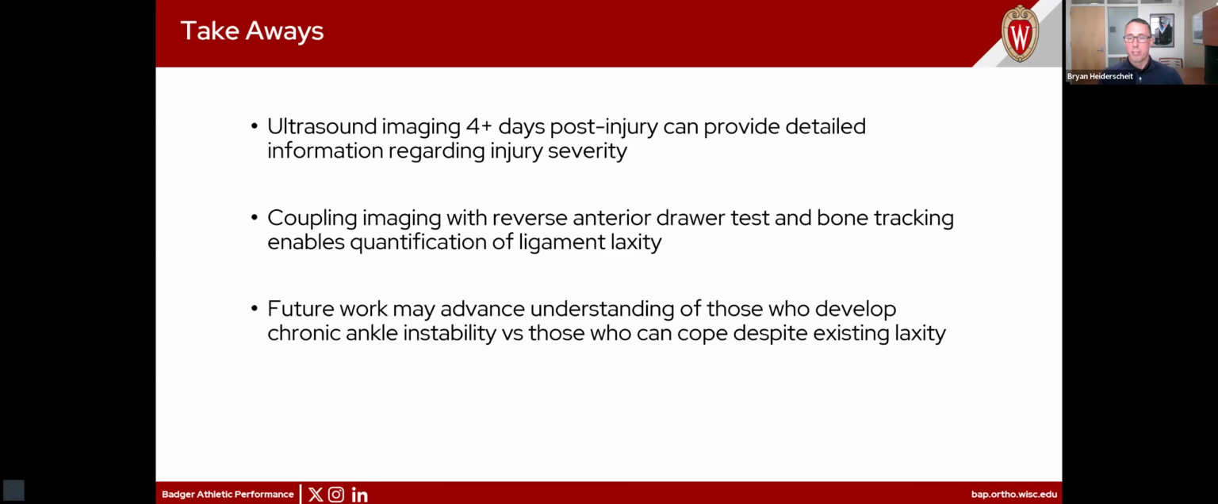We can begin to reassess this at multiple time points and even make it part of a baseline assessment at the beginning of the season, at the end of the season, to be able to see how these values change, if at all, over time. And then how do these injuries, rather, and laxity compare to risk for other secondary injuries down the line, whether it's tendinopathies, muscle strain injuries, or other repeat ankle sprain injuries.